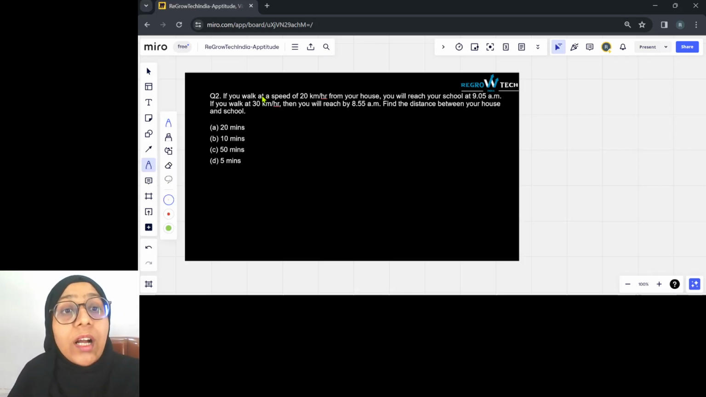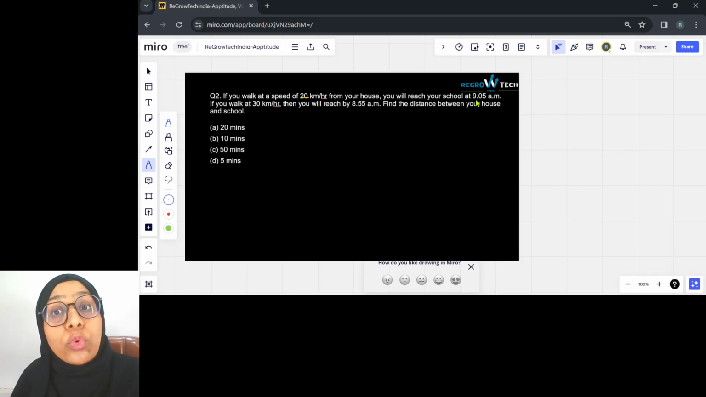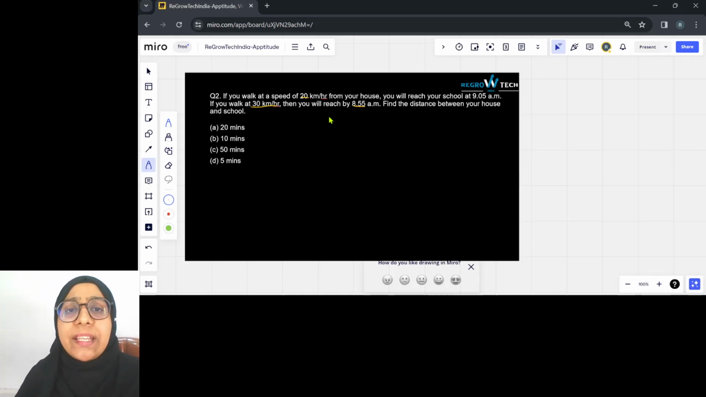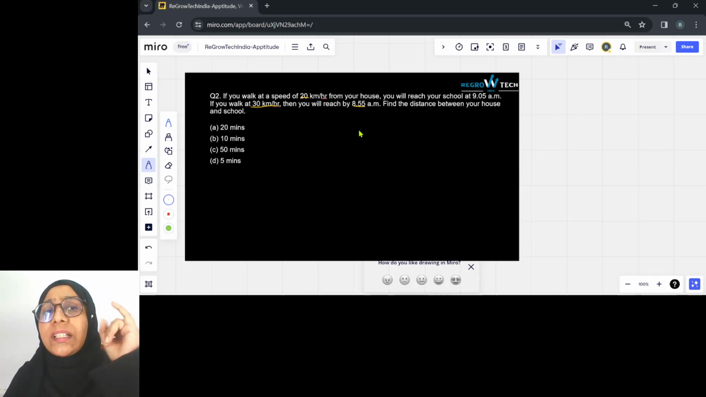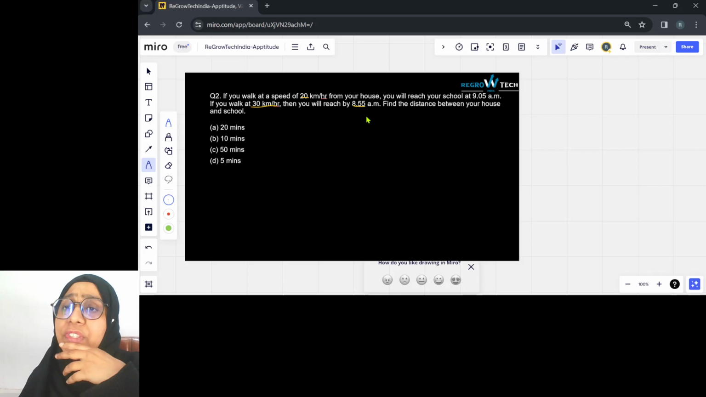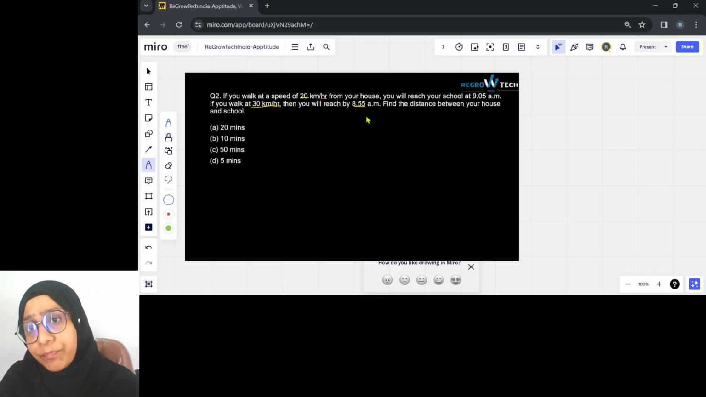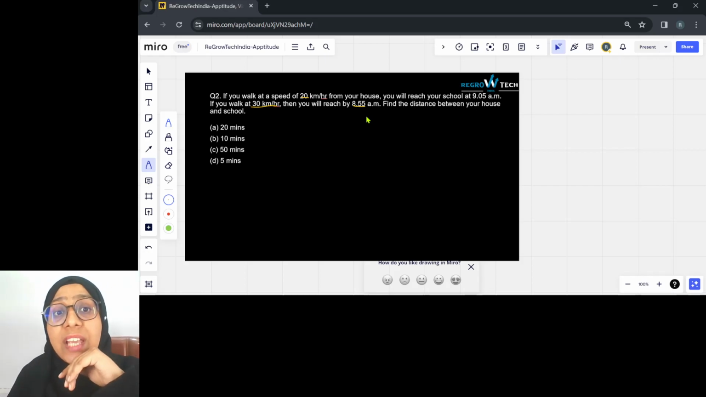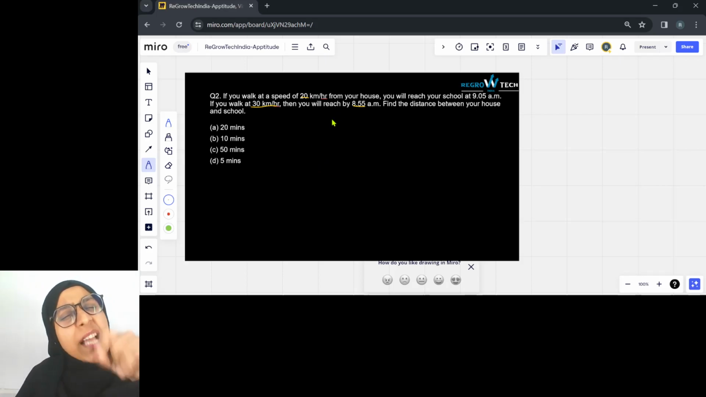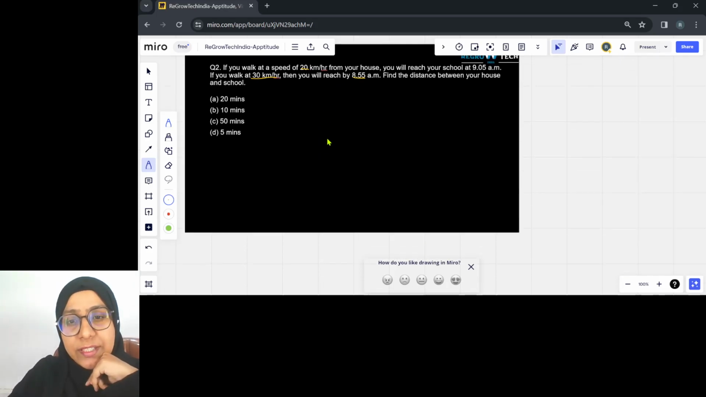Now, if you walk at a speed of 20 kilometers an hour from your house, you will reach your school at 9:05 a.m. But if you walk at 30 kilometers an hour, you will reach at 8:55 a.m. Okay. So again, there is a difference of speed, and because of the difference of speed, there is a difference in time, like in our previous question. If you think about it, the distance again remains constant, isn't it?